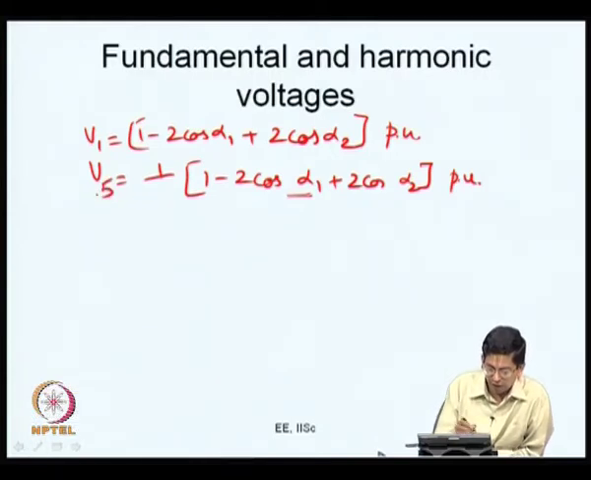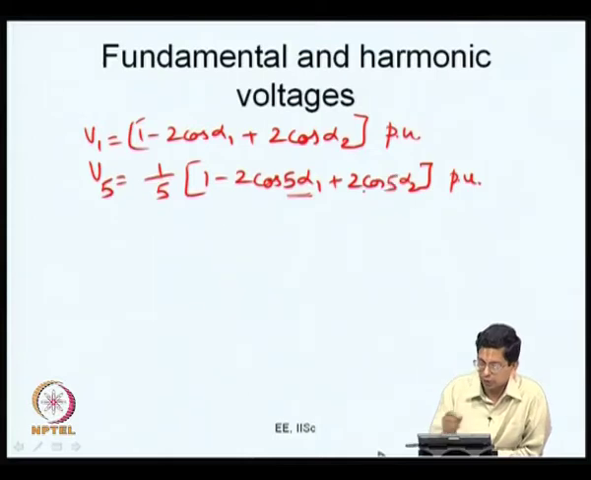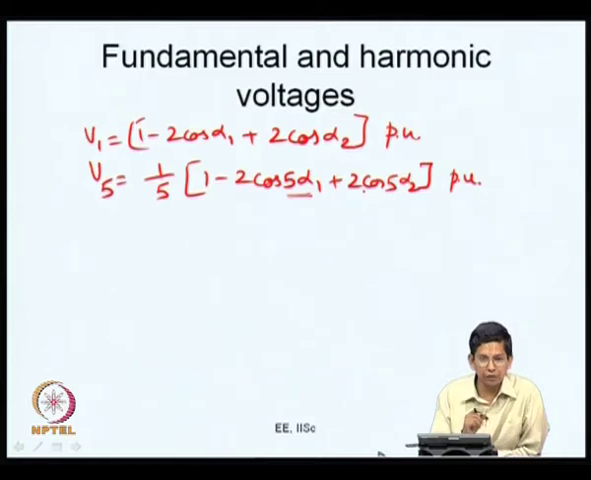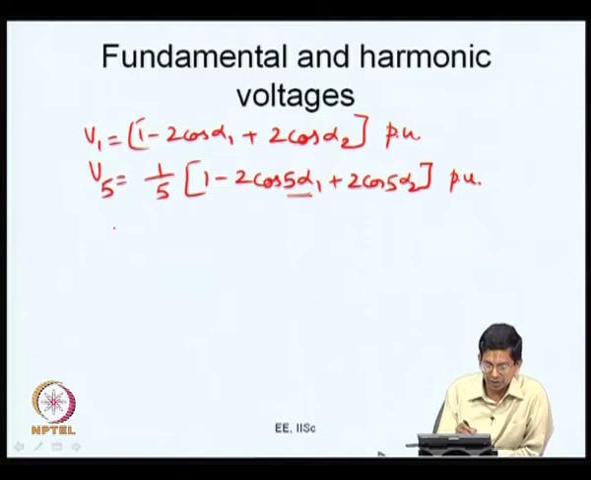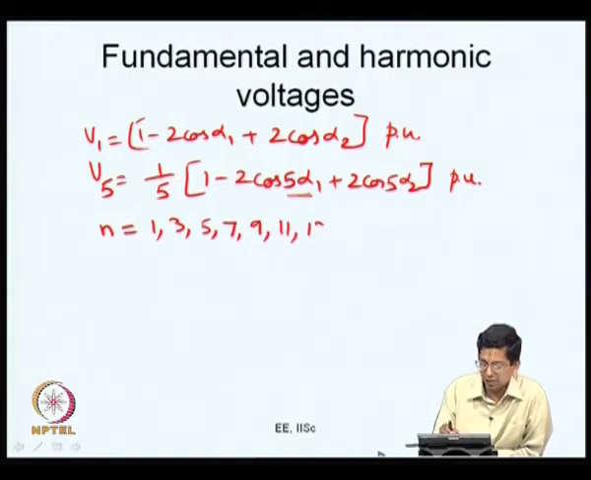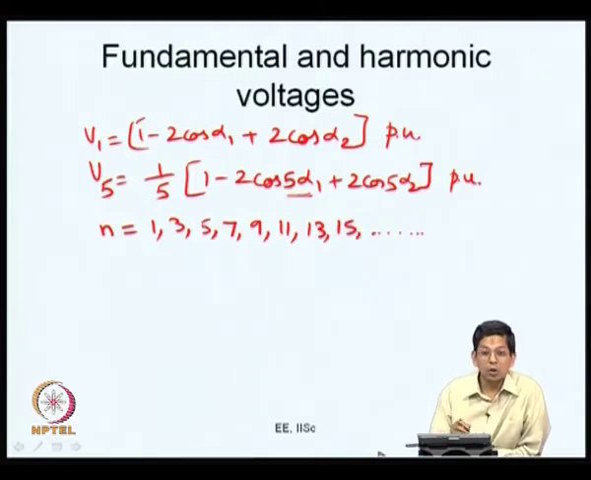So, I will say V 5 is equal to 1 by 5 times cos 5 alpha 1 cos 5 alpha 2. Now, why is it I am focusing on fifth? The waveform as such has a few components. What are the components the waveform has? The order of harmonics are, it has fundamental, it has third, it has fifth, it has 7th, it has 9th, 11th, 13th, 15th and so on. That is, the waveform on account of its half wave symmetry has only odd harmonics. It has the fundamental and all the odd harmonics.